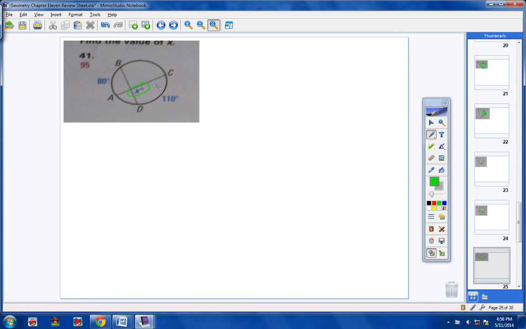In other words, let me show you what to do here. When two chords intersect, you can add these two arcs together and then divide by 2. So I have 110 degrees plus 80 and then divide that by 2. And you will get 190 over 2. Divide that out and you will get 95 degrees for your angle.